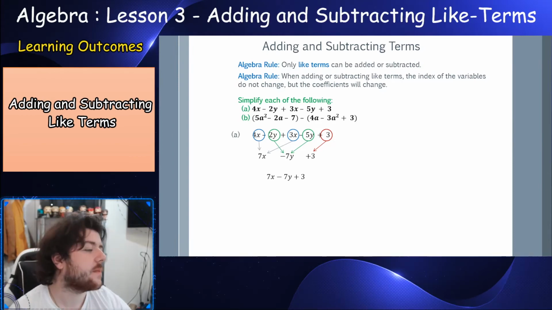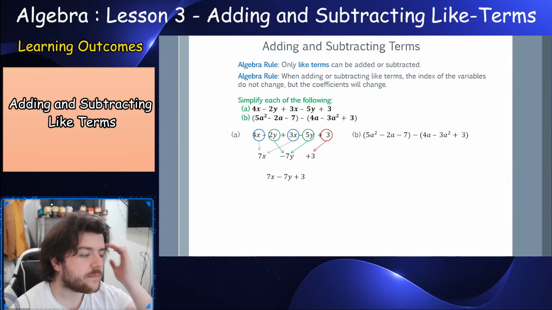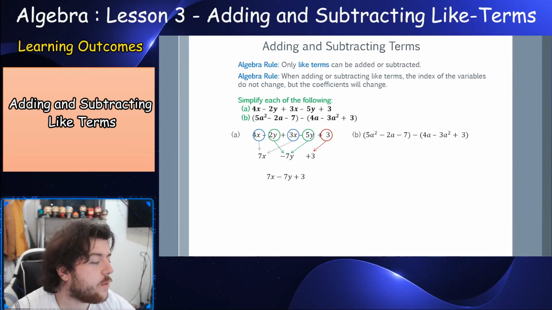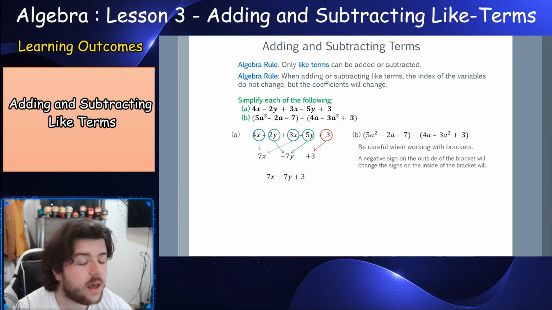Right? The next one, 5a squared minus 2a minus 7 minus bracket 4a minus 3a squared plus 3. So be careful when we're working with brackets. So we've seen this in class before when we're working with BIMDAS. A negative sign outside the bracket will change the signs within the bracket.